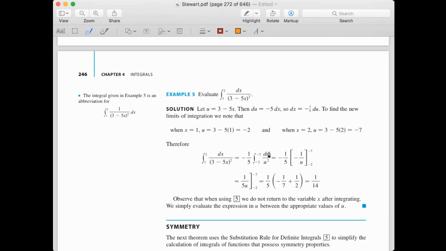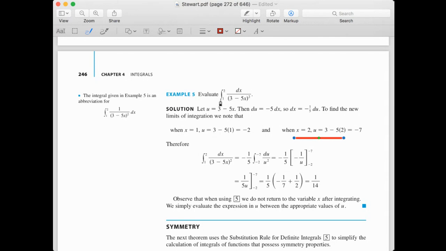Or if we don't want to do that, if we want to change the limits, because we change the variable, so also we want to change the limits. So what do we do? We just rewrite them, right? If x equals 2, because we let u be 3 minus 5x.